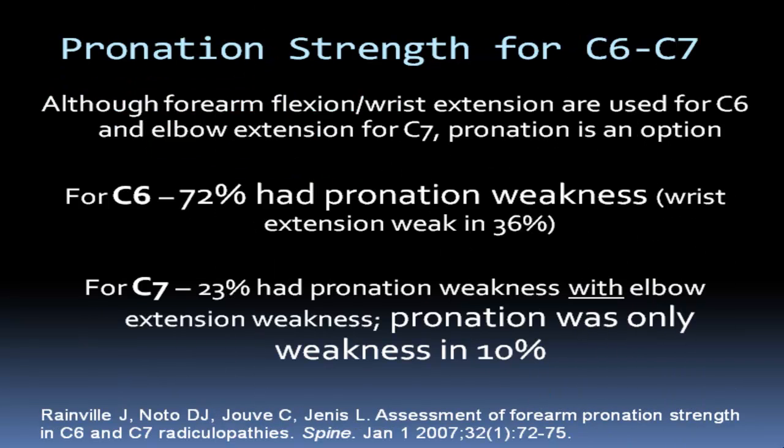An interesting study in 2007 indicated that although forearm flexion and wrist extension are used for C6 and elbow extension for C7, pronation is an option. Using patients with documented nerve root involvement, 72% of those with C6 involvement had pronation weakness. Wrist extension was weak in 36%. For C7, 23% had pronation weakness with elbow extension weakness. However, pronation was the only weakness in 10% of C7 nerve root cases. So from a protocol perspective, resisted pronation should be considered as a valuable additional motor function test.